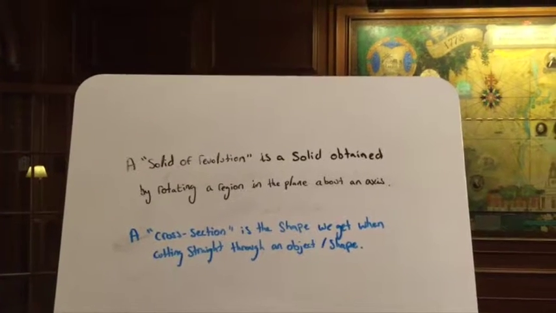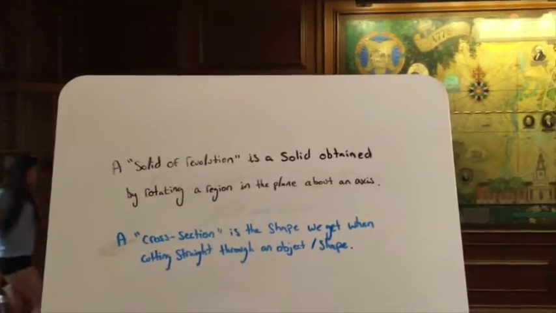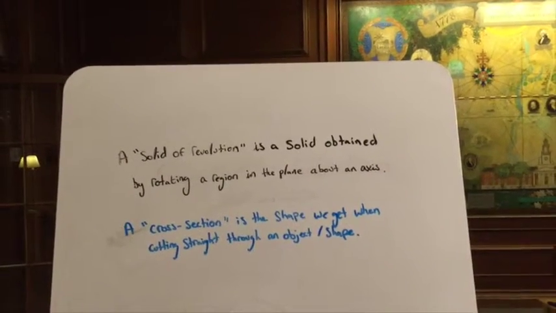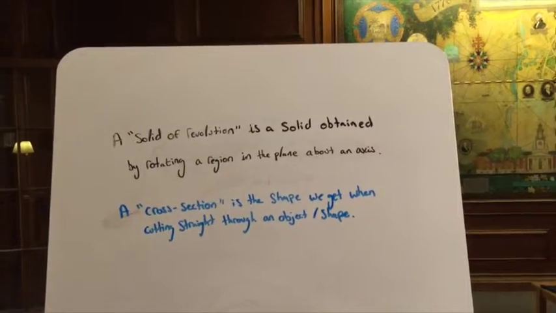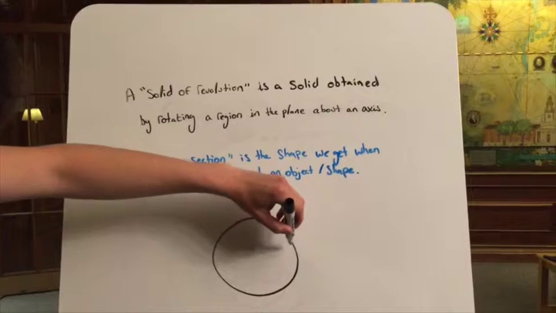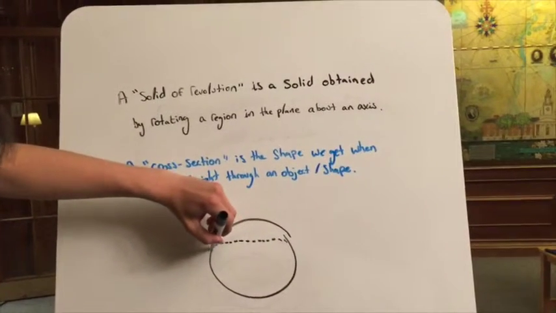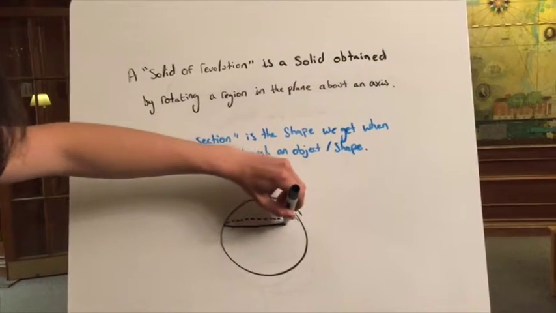A solid of revolution is a solid obtained by rotating a region in the plane about an axis. A cross-section is the shape we get when cutting straight through an object or a shape. So if we have a sphere, for example, the cross-section is the area obtained by slicing into the sphere at one point.